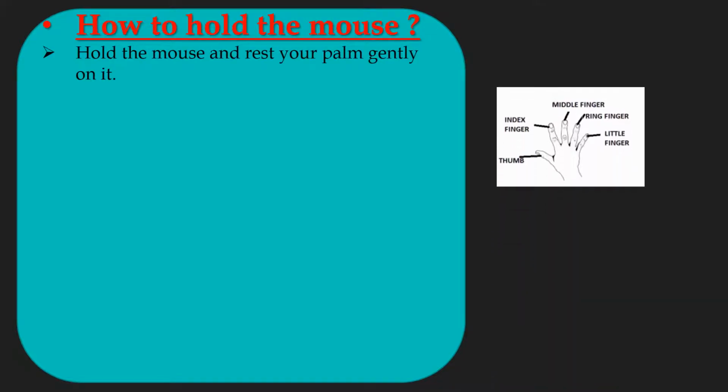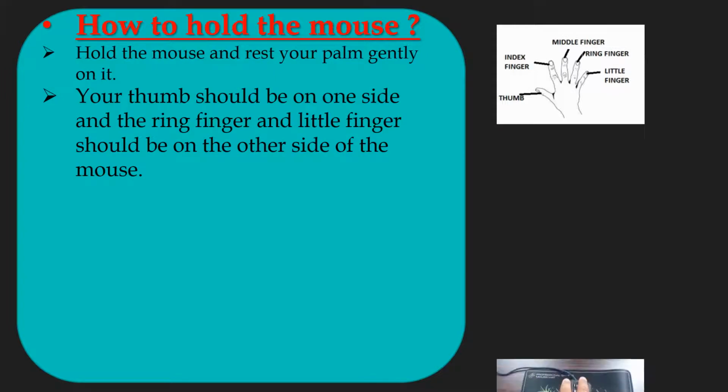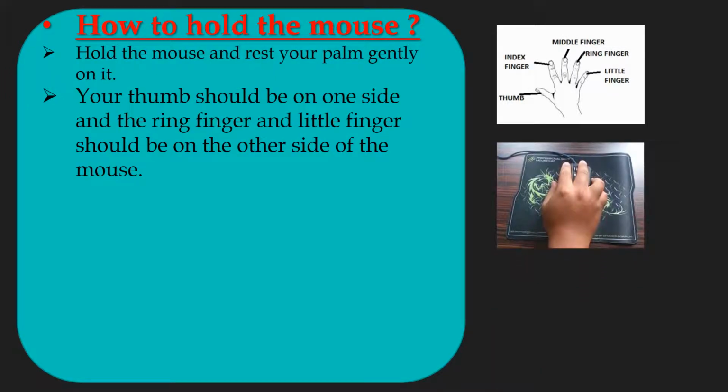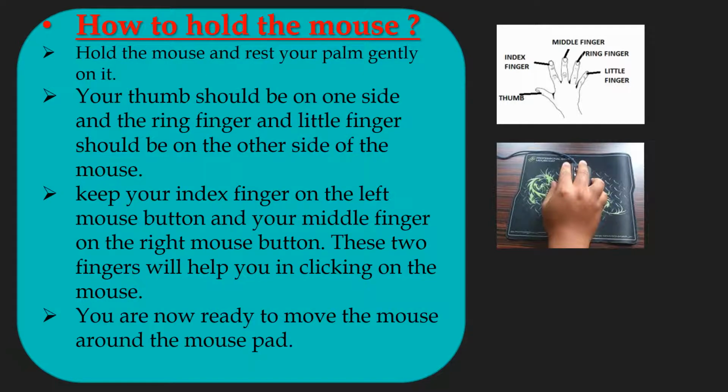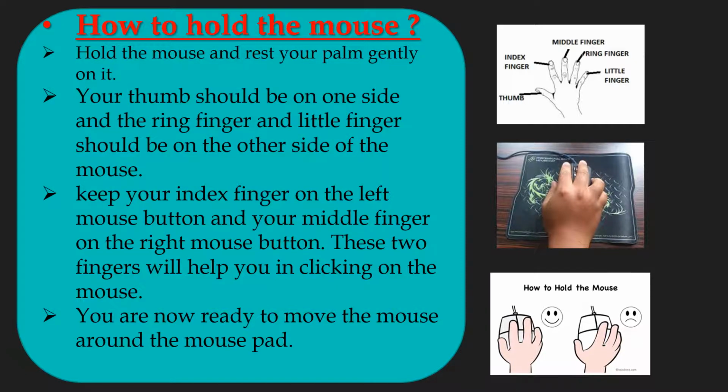Now, how to hold the mouse. Hold the mouse and rest your palm gently on it. Your thumb should be on one side, and the ring finger and little finger should be on the other side of the mouse. You can see in the picture how to keep your palm on the mouse. Keep your index finger on the left mouse button and your middle finger on the right mouse button. These two fingers will help you in clicking on the mouse. You are now ready to move the mouse around the mouse pad.